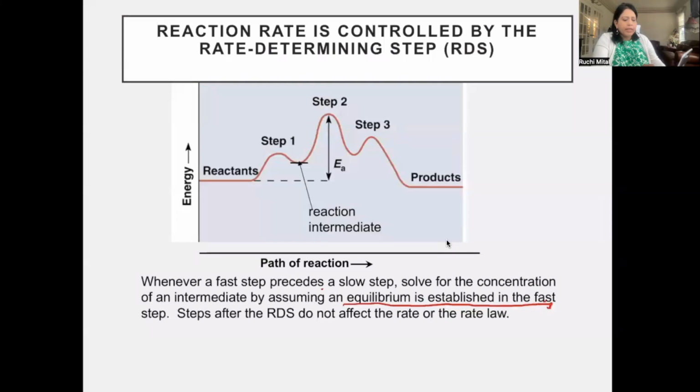Steps after the rate determining step do not affect the rate law. So step 3 is not going to affect your rate law. Okay, so this step is going to reach an equilibrium. This is going to be the slowest step because of the highest activation energy.